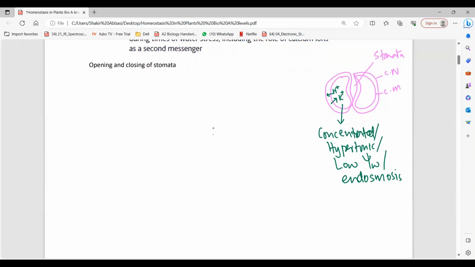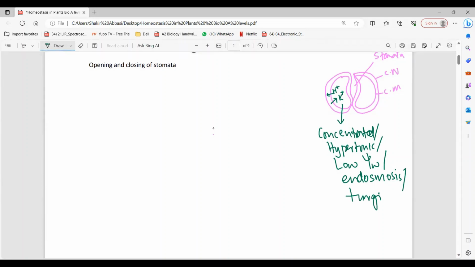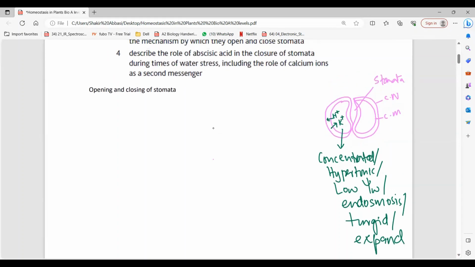And when guard cells get turgid, obviously they expand. And when they expand, stomata open. Right? So we understand that for stomatal opening, guard cells must get turgid. So let me write this again, the sequence of how stomata open.